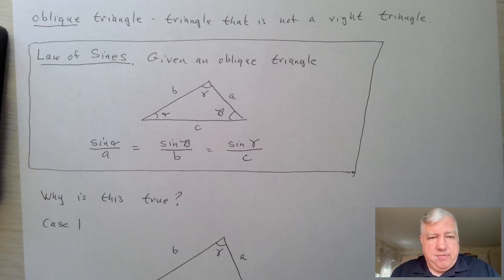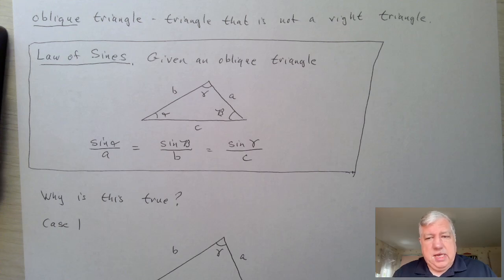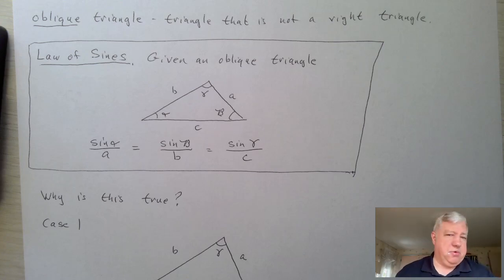But it turns out we have this relation that these proportions, these fractions, are all the same. Sine of alpha divided by A equals the sine of beta divided by B equals the sine of gamma divided by C. So the sine of the angle divided by the length of the side that's opposite that angle is constant, no matter which angle or which side you pick. There are some very nice consequences to this, but let's just show why this is true.